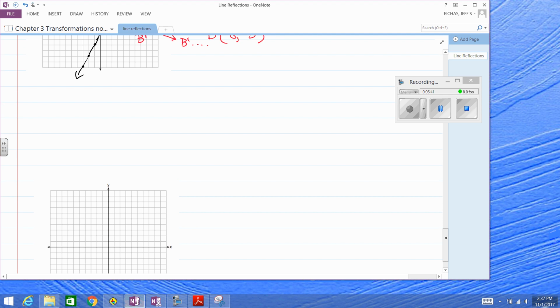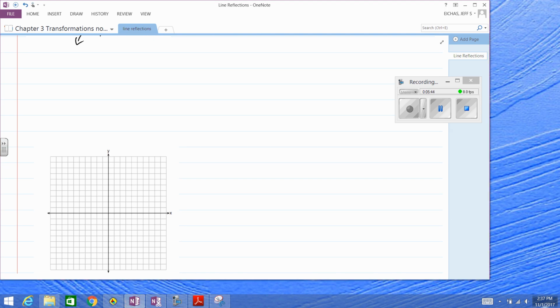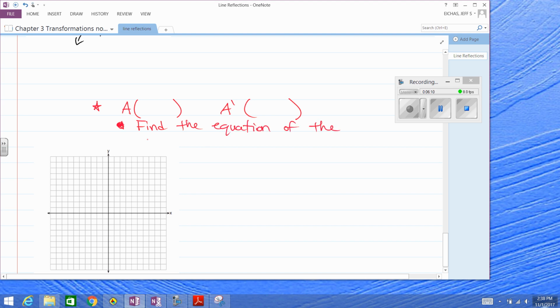Okay. Now, there's another problem that we would potentially face that connects us to Chapter 1. And that is if I give you the pre-image and the image, would you be able to find the line of reflection? The question will be to find the equation of the line that we reflected over or through.